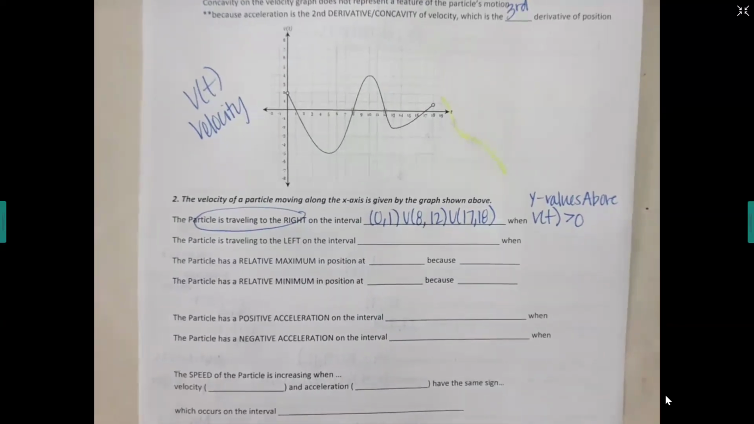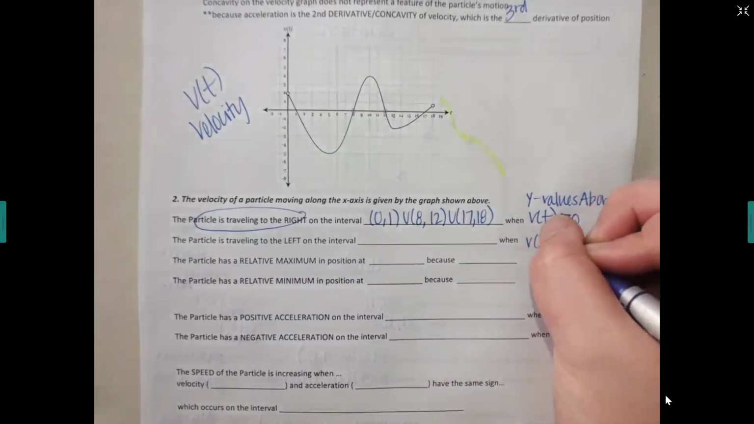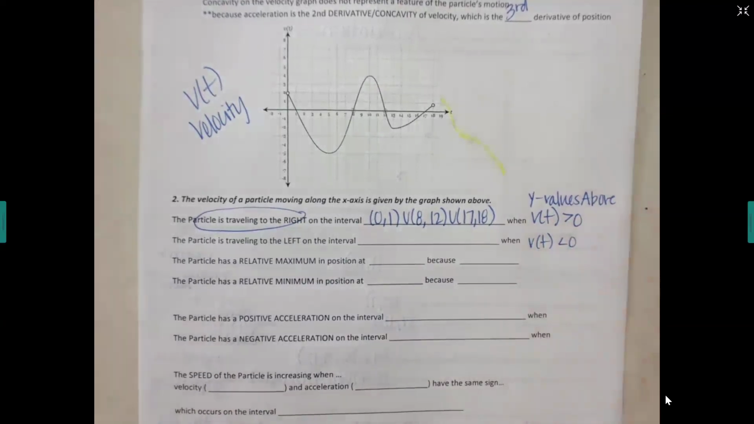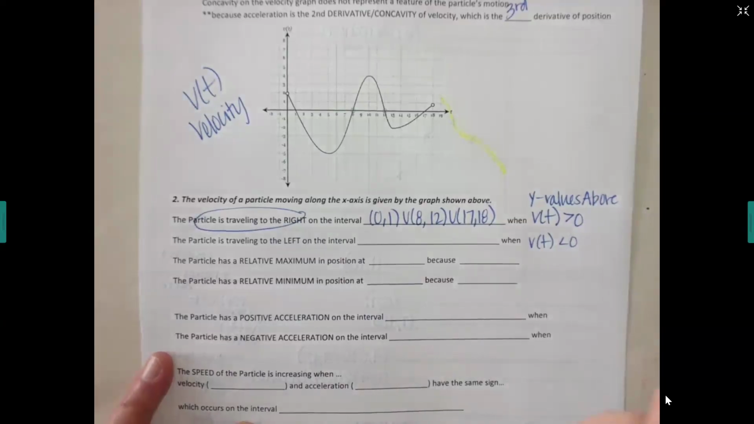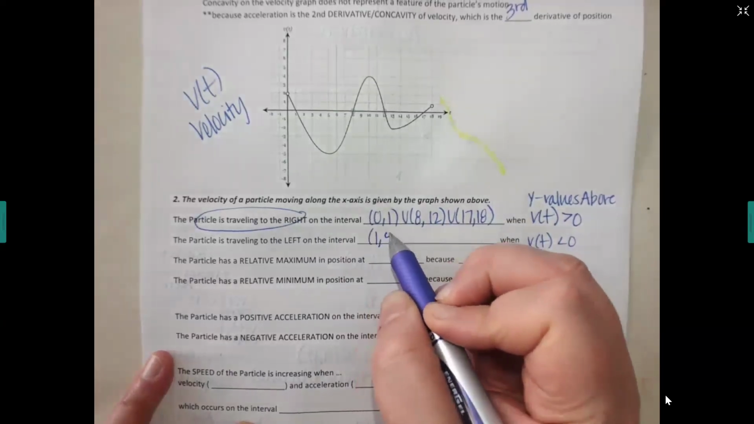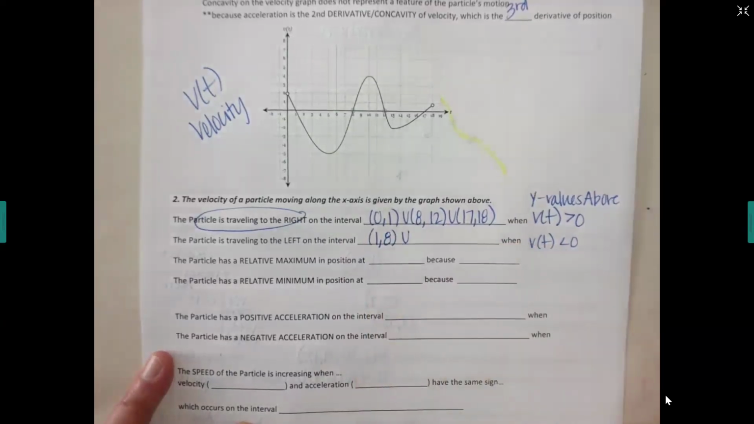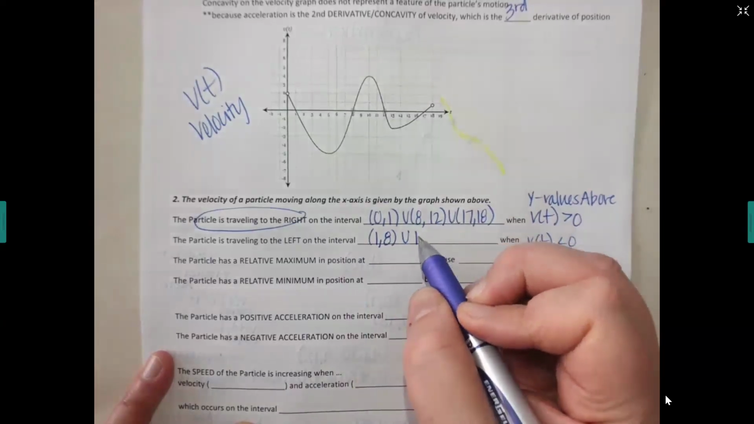My particle will be traveling to the left when my velocity is negative. But remember, this is a graph of velocity. So I would need my y values to be below the x-axis. Where are my y values below? On what intervals? Okay, 1 to 8, union 12 to 17.